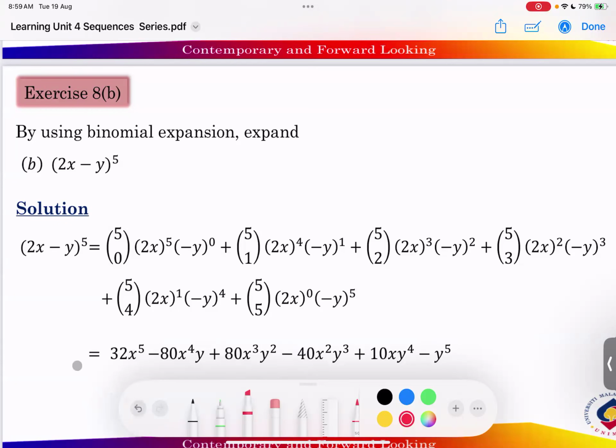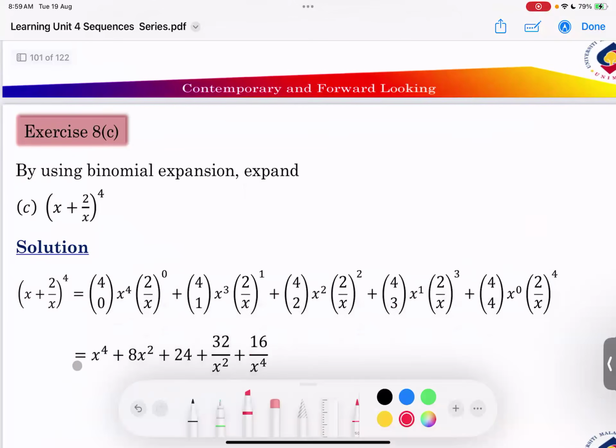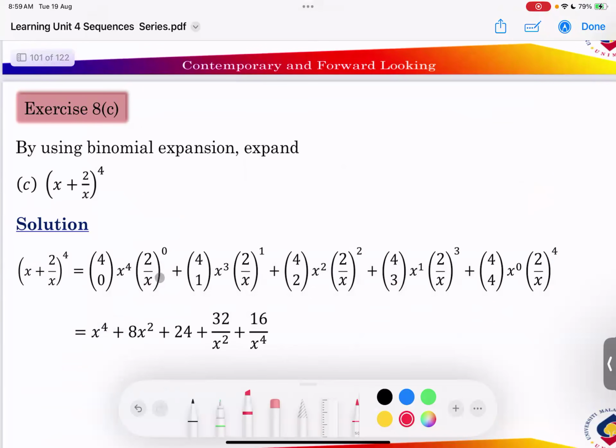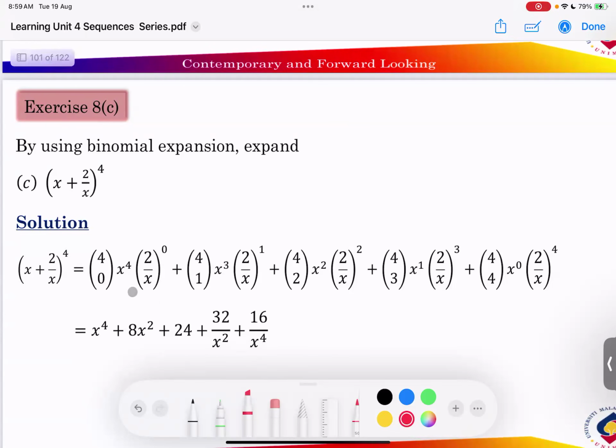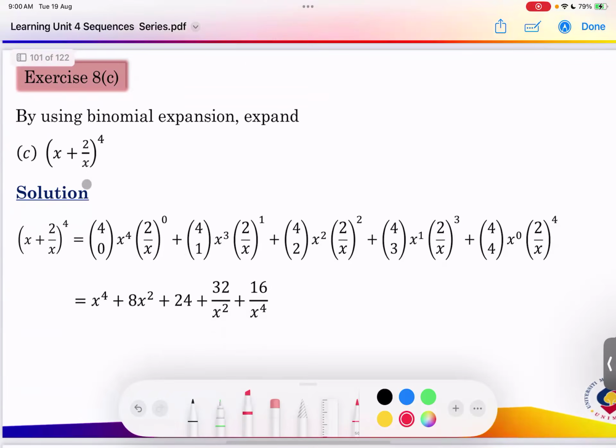Okay, so move on to this one, example C. Also be extra careful with this one. There's a fraction like this, so put it into brackets, so that you can get your answer in better presentation. Okay, so this is your answer for binomial expansion involving a term like a fraction.